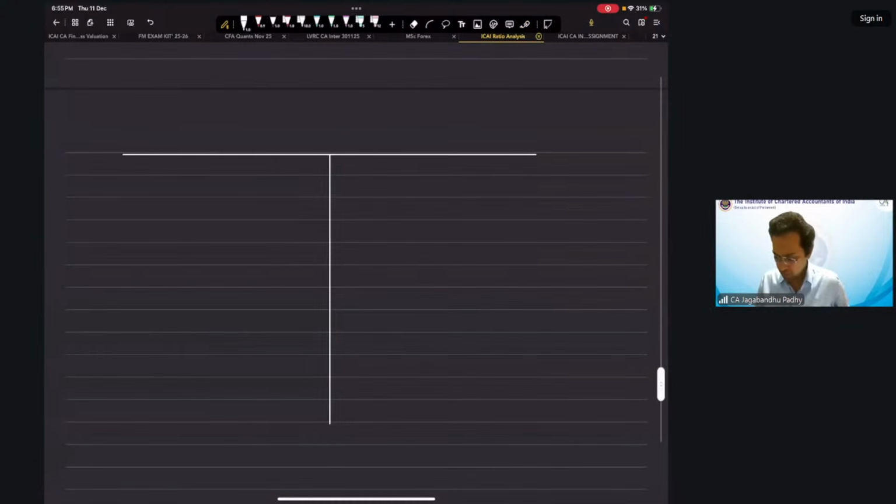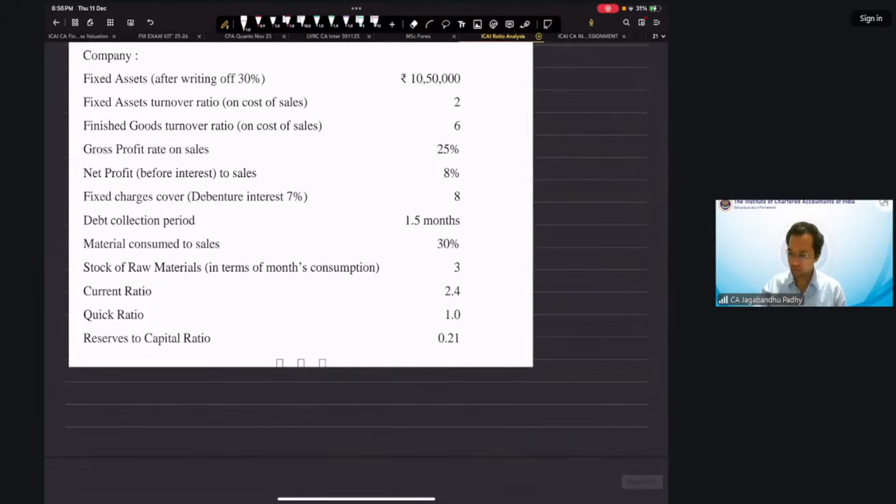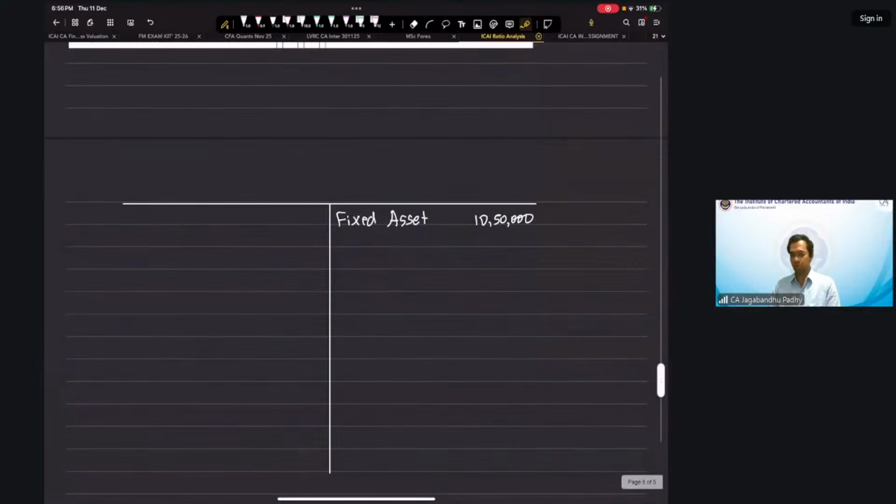So we have the fixed asset value, 10 lakh 50,000, right? Which is, of course, after 30% depreciation, so that will remain as it is because there's no balance sheet where you write the gross figure. You only write the net figure, which is the fixed asset of 10 lakh 50,000.